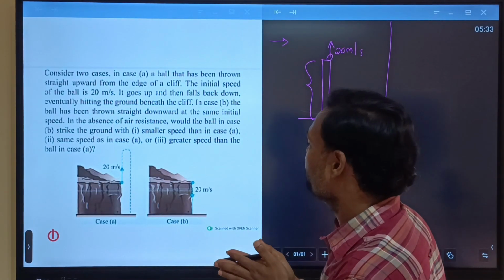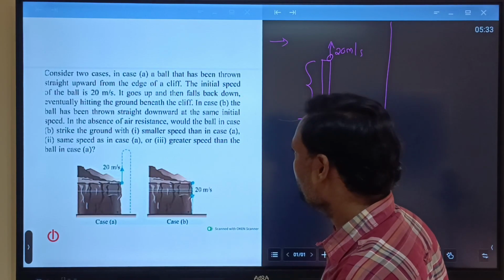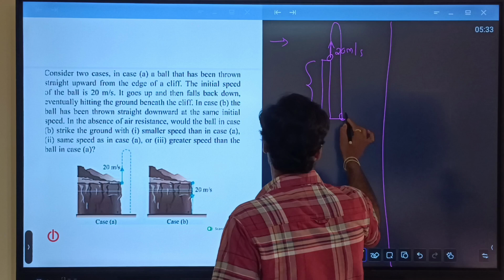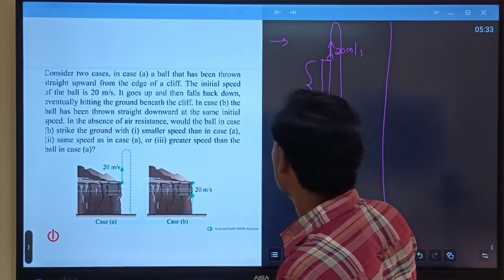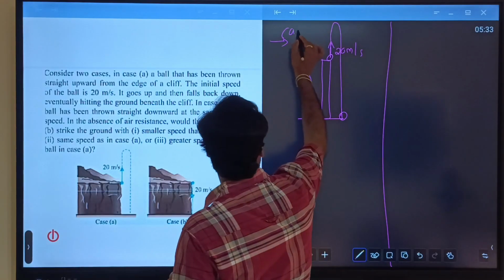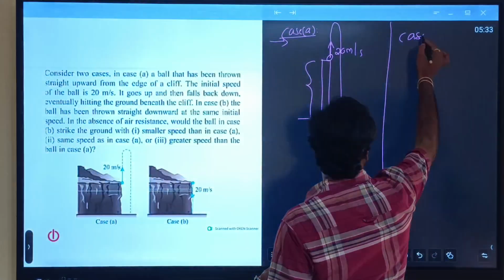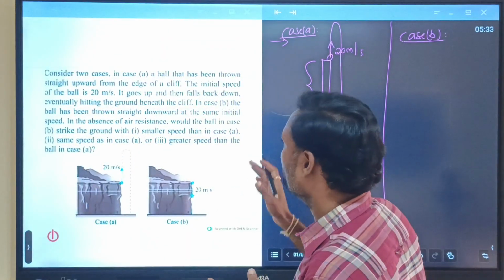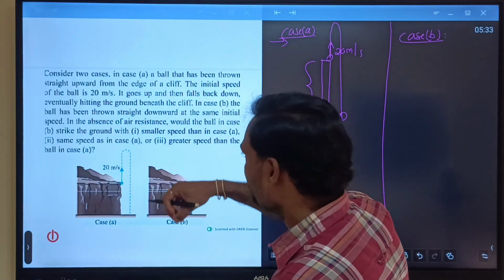It goes up and then falls back down, eventually hitting the ground beneath the cliff. That means it is moving like this and falling here, hitting the ground. Right? That is case A. In case B, the ball has been thrown straight downward at the same initial speed.